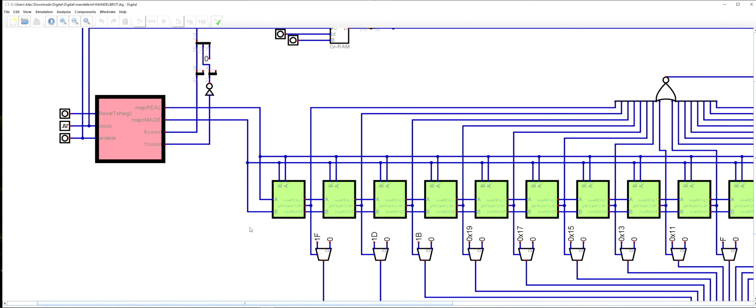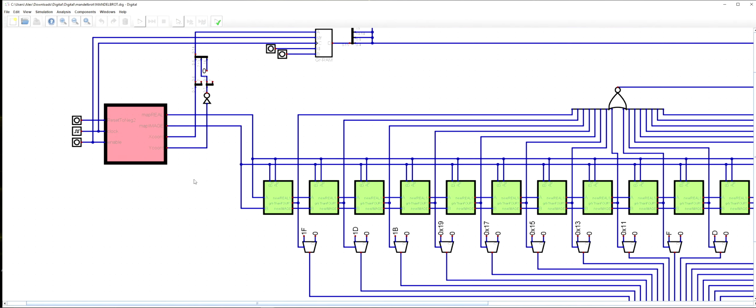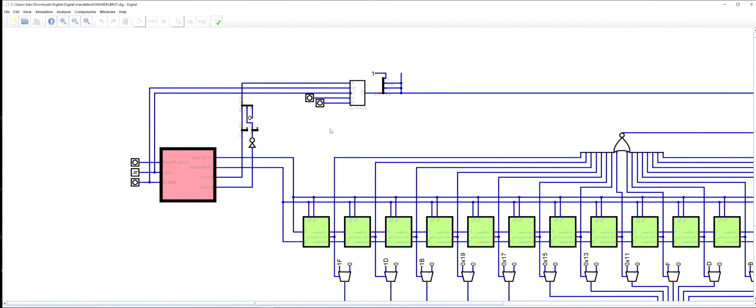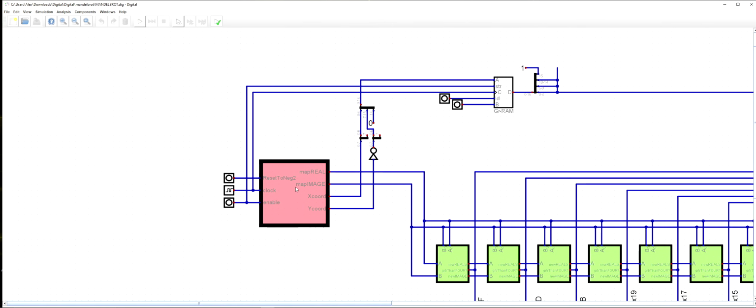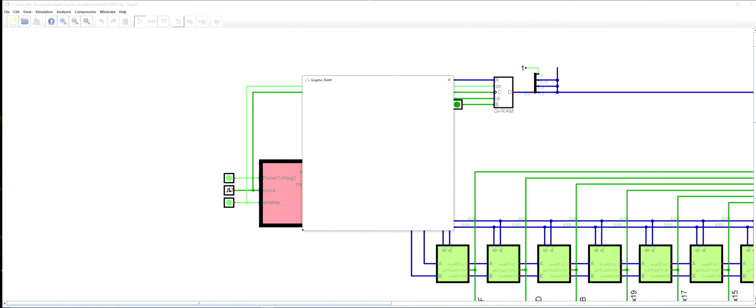Now you may be asking, how does it know what values to feed in and generate onto the RAM? Well, it knows those values because I have to generate those off of my mapping of my screen to my RAM. So let's just run this real quick and let's show you what I mean. Got to reset to -2, enable, and then let go of the reset to -2. And you can see it's generating an image.